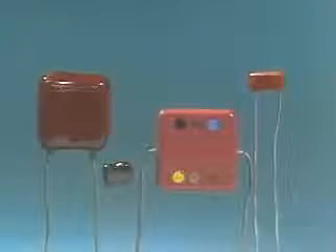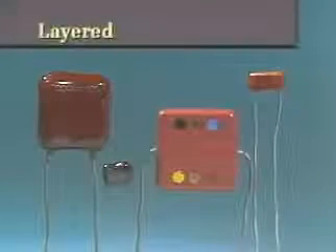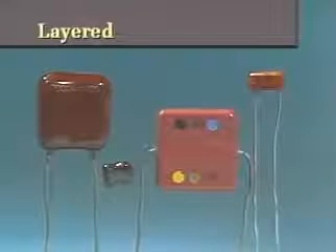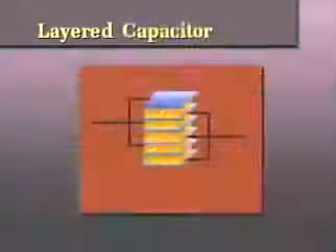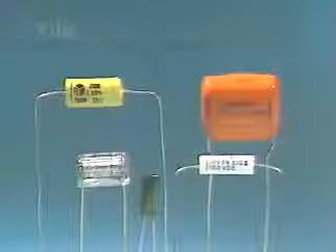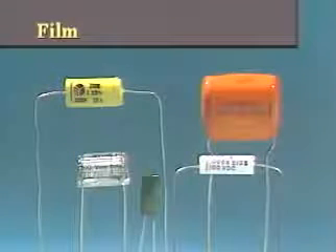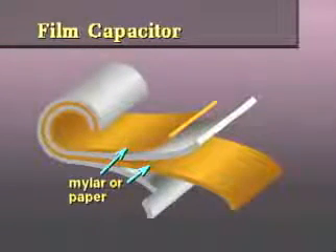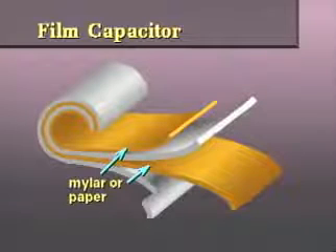A second group of non-polarized capacitors are layered capacitors. Layered capacitors normally have a rectangular shape. They have several different sets of plates with a mica or ceramic dielectric between them. Another type of capacitor is the film capacitor. Film capacitors can be tubular or oval-shaped. They use flexible dielectrics, such as plastic or paper, that, like electrolytic capacitors, can be rolled to conserve space.